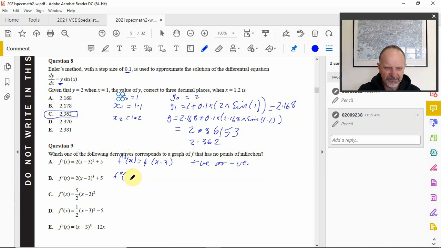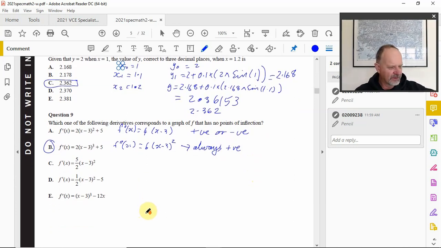So f double dash of x is 3 twos, 3 comes down, 3 twos are 6, x minus 3, that reduces the power, is squared. Now, this one here, because we've got this squared, we know that this one is always positive. So the graph is always increasing. So if it's always increasing in its gradient, then we're not going to have a point of inflection. All right. So B is our alternative. All right, so there's that one.